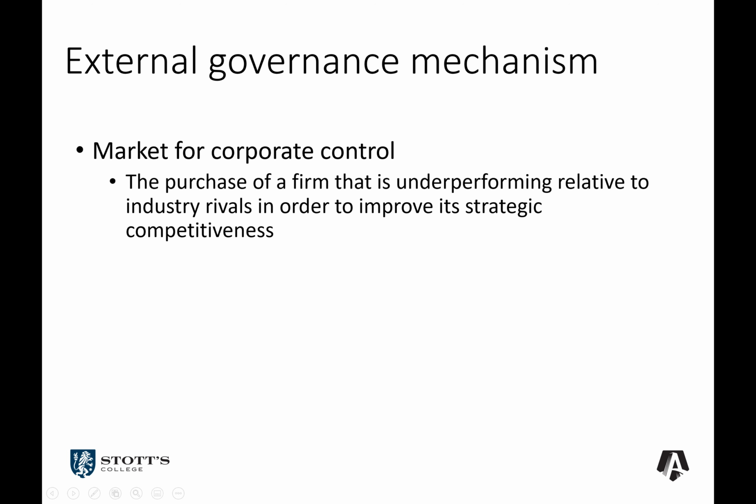In the area of external governance, the key mechanism is the market for corporate control. If a firm is underperforming relative to its industry rivals, that may mean that it is attractive to be taken over by external stakeholders. Now, there's also a case to be made that if the firm is doing very well, that also attracts takeover offers, and they may in fact be takeover offers that have a positive impact on the organisation.